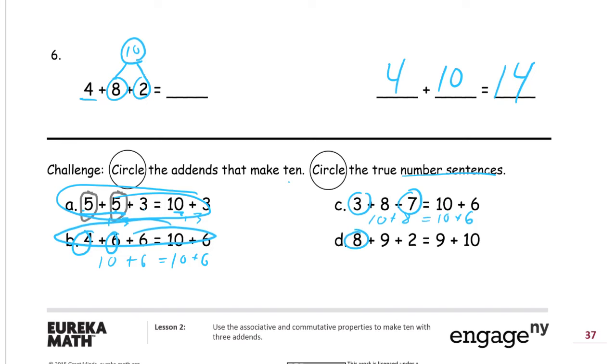And here we have 8 and 2 that make 10. So that's going to be 9 plus 10, right? When I add the 2 and the 8 together, that's a 10, and I'm still adding the 9. And then we have 9 plus 10 on the other side here. 9 plus 10 equals 9 plus 10, so that's a true number sentence.